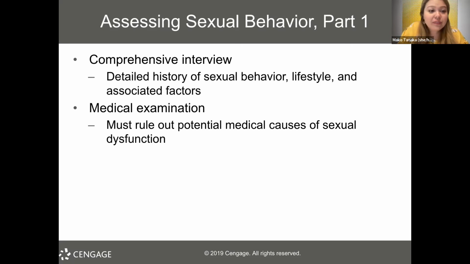And then another thing is a medical examination is usually done, and this is to rule out other potential causes of the sexual dysfunction. For example, a lot of really popular medications, like those prescribed for anxiety or depression, can cause sexual dysfunction. You might have heard that, like antidepressants making it difficult for people to orgasm and things like that. So you really want to rule out these other factors as a starting point.